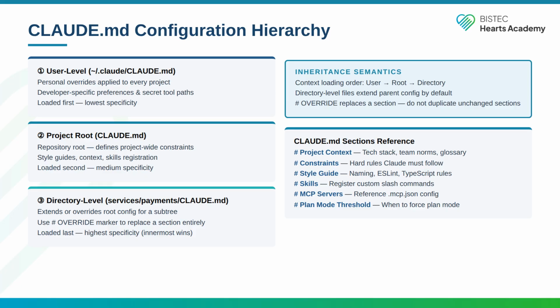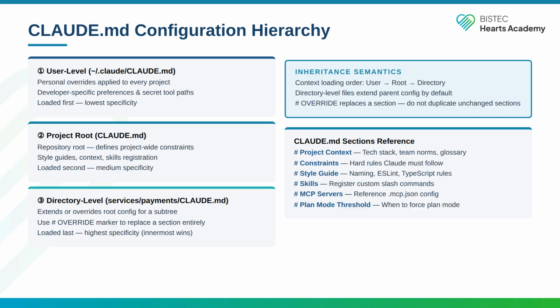The third level is the directory level CLAUDE.md, living inside a service subdirectory like services/payments/CLAUDE.md. This file extends or overrides the root configuration for everything within its subtree. By default, directory level files extend their parent. To replace a section entirely rather than extend it, you use the override marker at the section heading. Without it, the directory file adds to the parent's constraints, not replaces them.